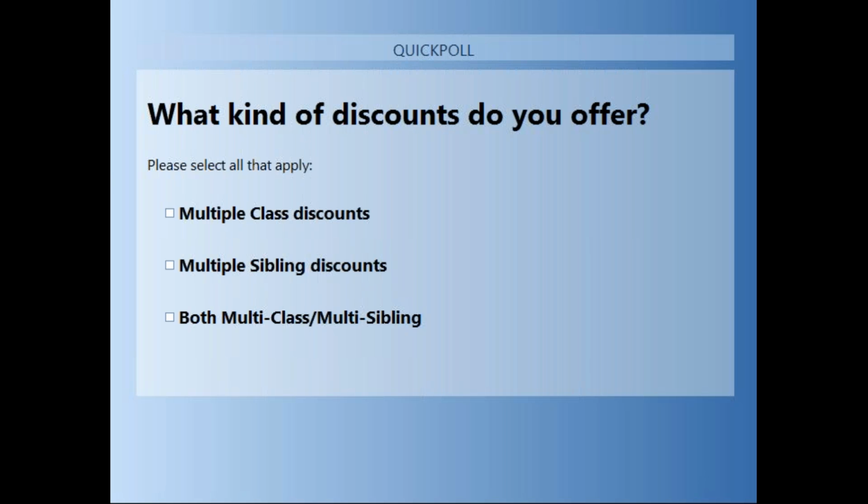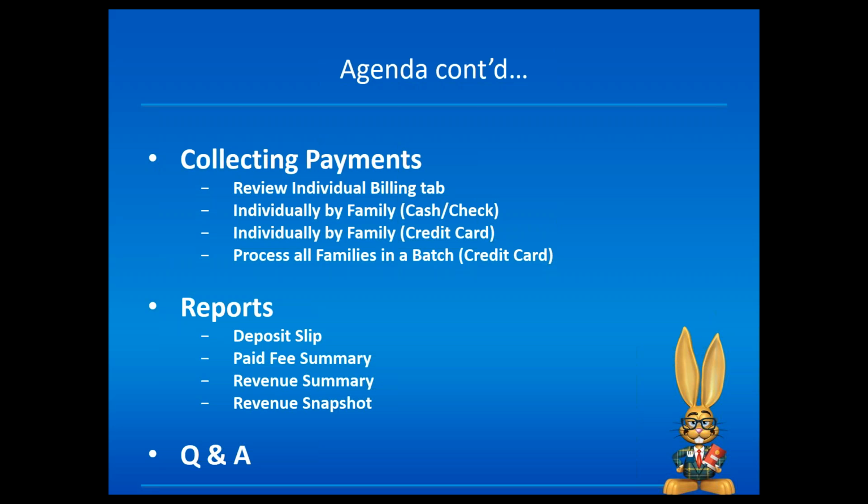Splendid. We also have a consensus here. Let's just go ahead and close that. So all of you are also offering both multi-class and multi-sibling discounting. So that's great. We're all aligned here today. So we'll focus on that and get things going.